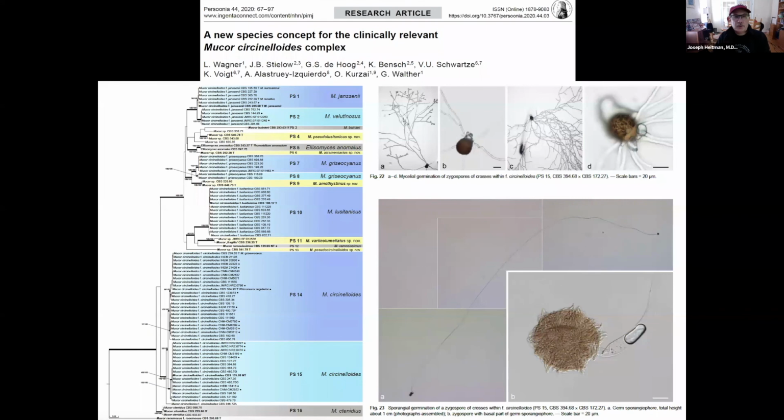Now, very recently, Sybren de Hoog, Kirsten Voigt and Grit Walter have published this key paper in Persoonia, where they've defined the species complex for Mucor circinelloides. We've been talking about circinelloides and lusitanicus, but you can see by the PS designation, which means phylogenetic species, there are 16 different species in this complex, of which at least 5 or 6 are human pathogens. So we're quite interested now.